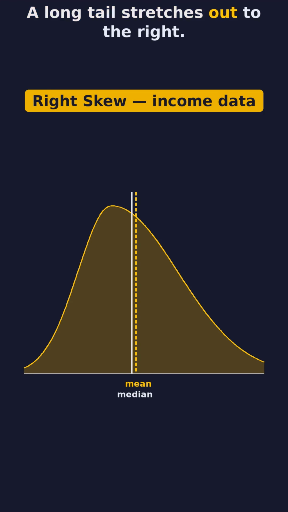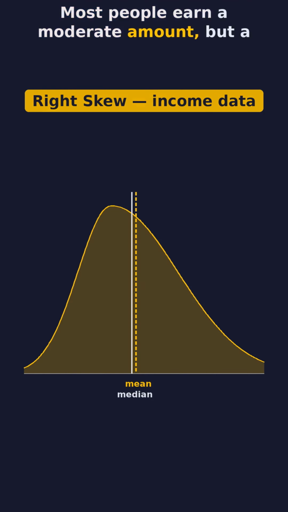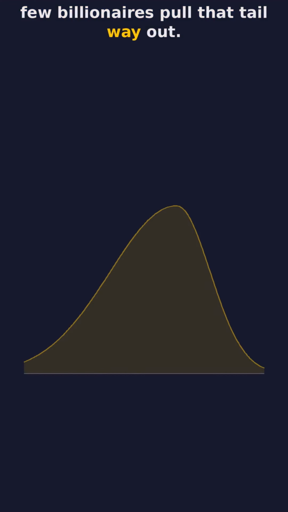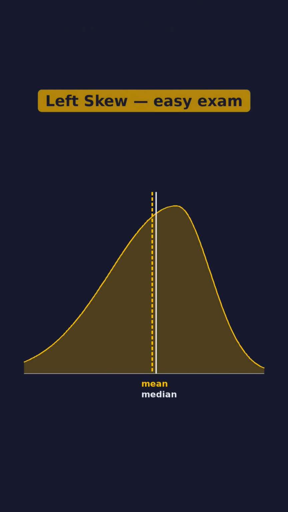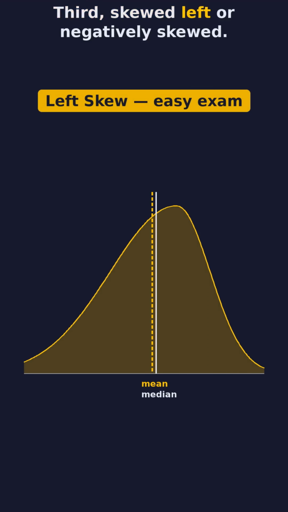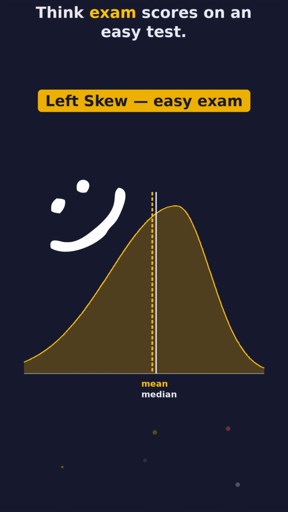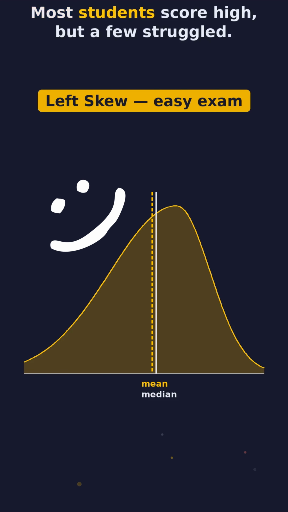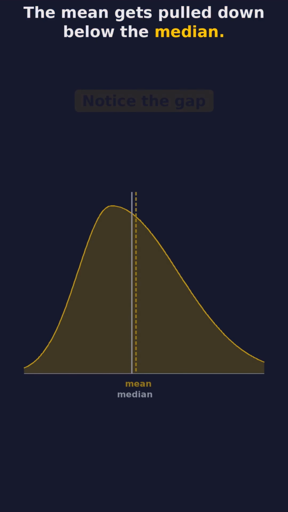A long tail stretches out to the right. Think income data. Most people earn a moderate amount, but a few billionaires pull that tail way out. The mean gets dragged toward that tail, making it higher than the median. Third, skewed left or negatively skewed. The tail goes left. Think exam scores on an easy test. Most students score high, but a few struggled. The mean gets pulled down below the median.